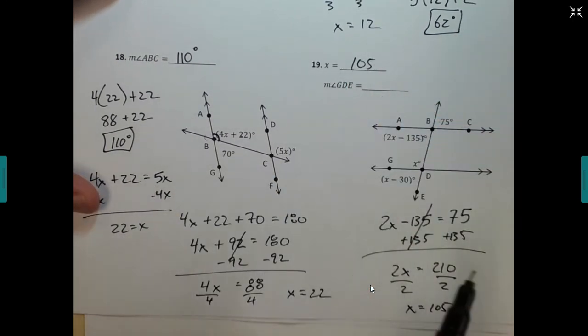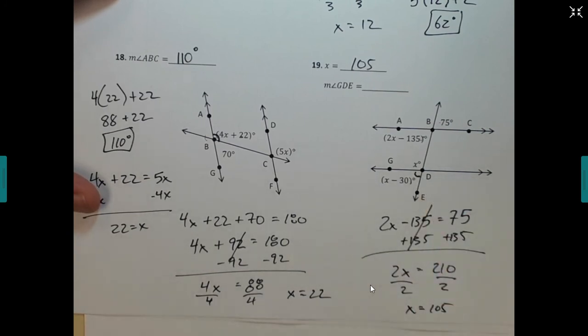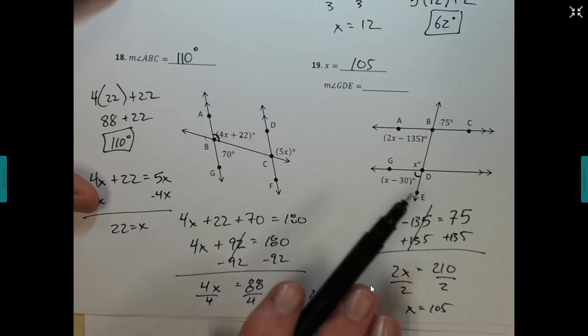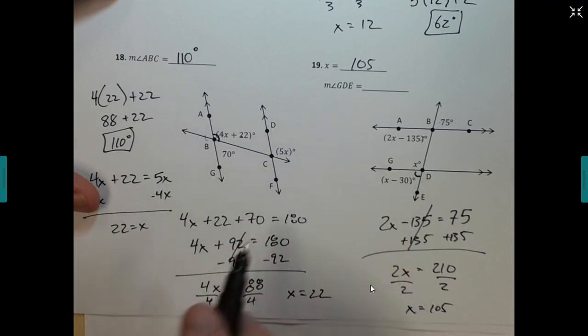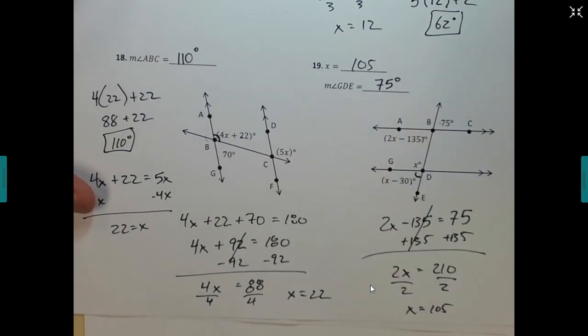And then I gotta find G, D, E, which is right here. And that would be, I need to do 105 minus 30, leaves me with 75 degrees. I believe that's page 4.